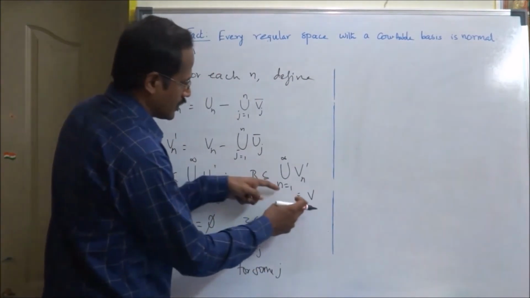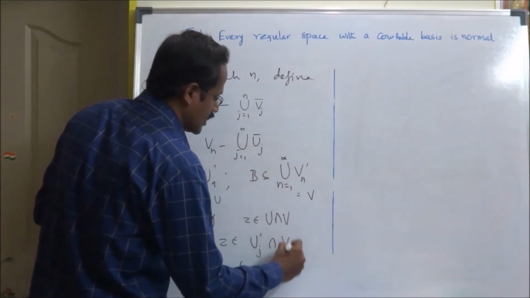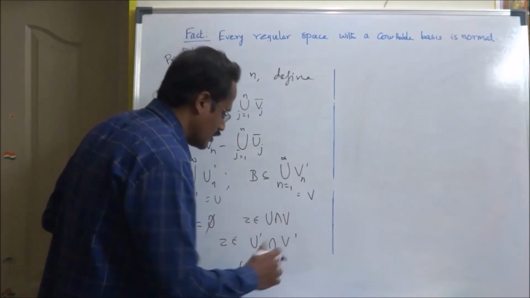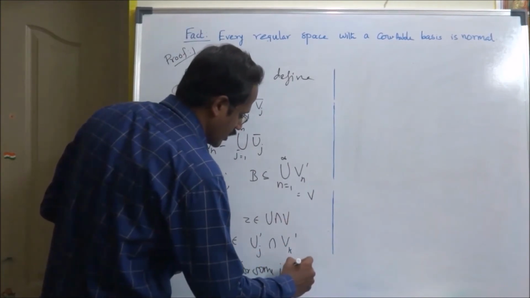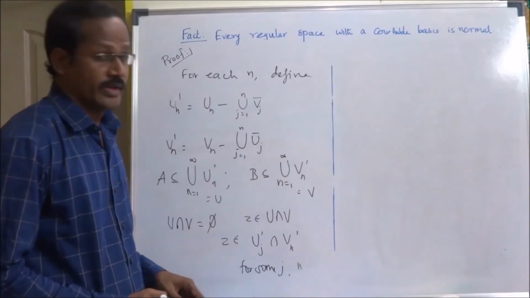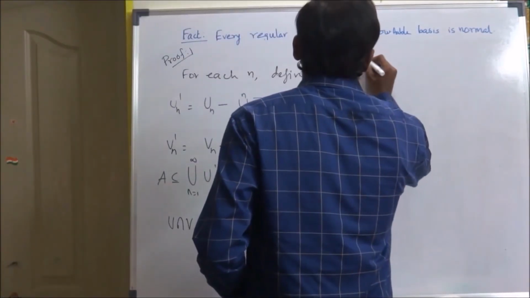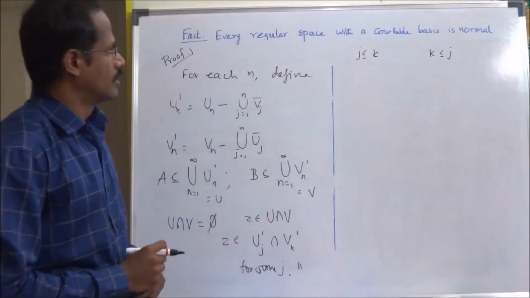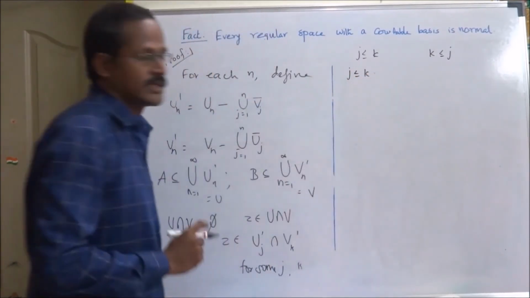Similarly, Z is in V, therefore Z is in this union, therefore Z belongs to Vk dash. So Z is a point in Uj dash and Vk dash, may not be the same index, for some j and k. So here there are two cases: j may be less than or equal to k, or k may be less than or equal to j. You consider first j less than or equal to k.